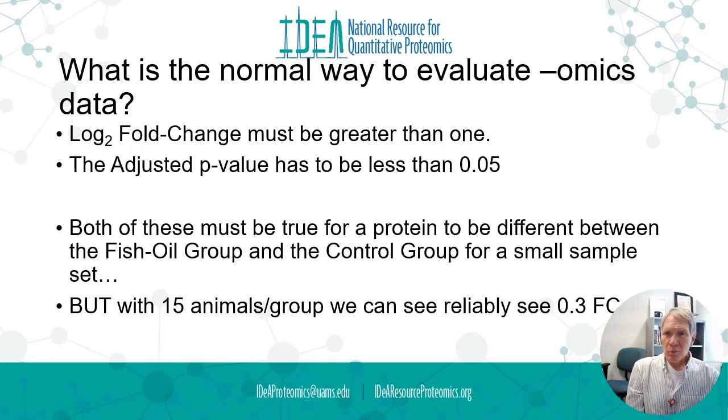Well, what's the normal way to evaluate omics data? So we said this is proteomics data versus genomics data or whatever. So how do you do an omics analysis? Well, first of all, we do this log 2 fold change. It has to be greater than 1. So we're looking for the difference. When we look for the comparison between these groups, we want to see a log fold change of 1. That's just kind of a starting off point.